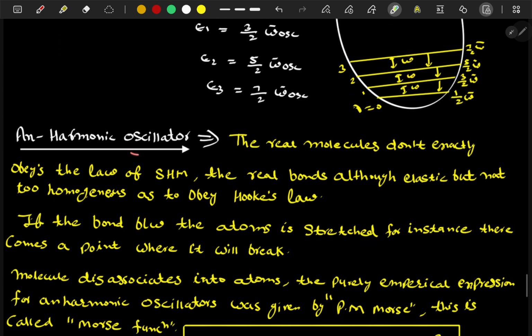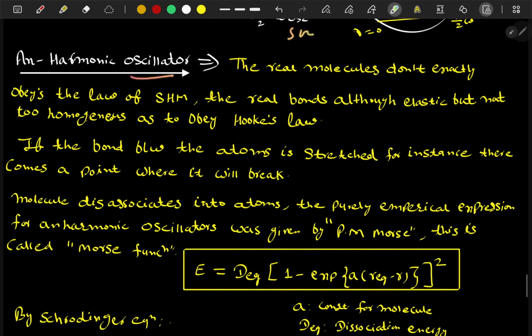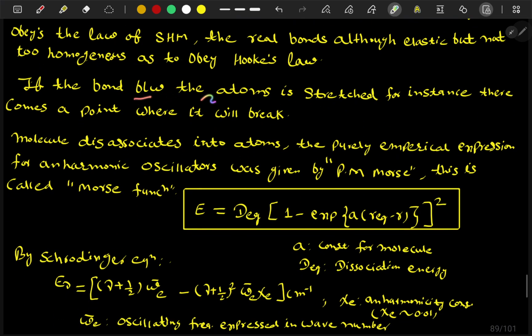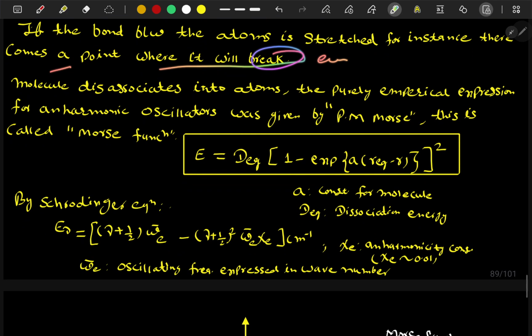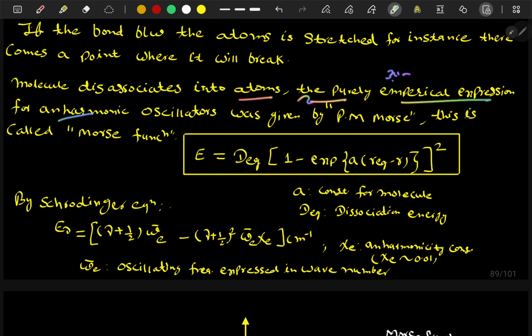Now we will take the anharmonic oscillator. This was for SHO. Now let's take a condition where the oscillator is anharmonic, meaning real molecules don't exactly obey the law of SHM. The real bonds, although elastic, are not so homogeneous as to obey Hooke's law. If the bond between the atoms is stretched, for instance, there comes a point where it will break, because the elasticity will break at some point. Now molecules dissociate into atoms. The purely empirical expression for the anharmonic oscillator was given by P. M. Morse.